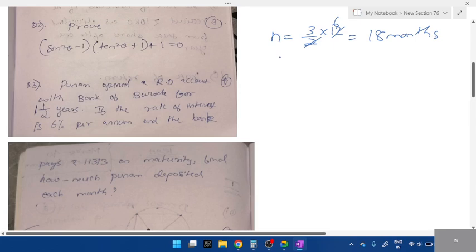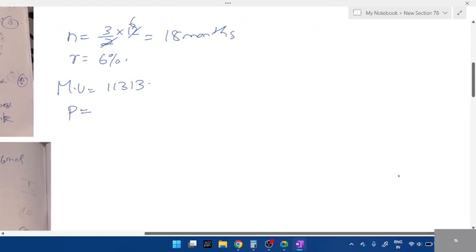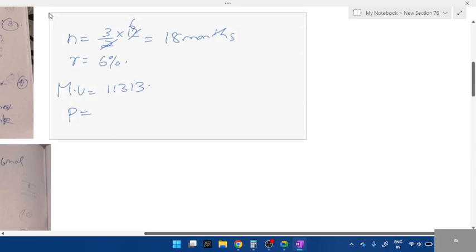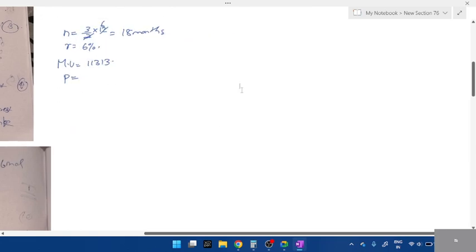Next, if the rate of interest is given and the bank pays on maturity, what is it? Find how much Poonam paid each month. Each month, what do you pay? Okay, let me solve. Just check your answer. If maturity value is given, you always start with MV, students. What is MV?